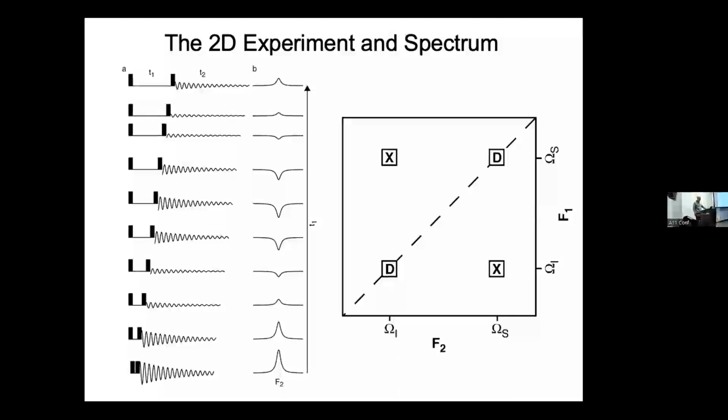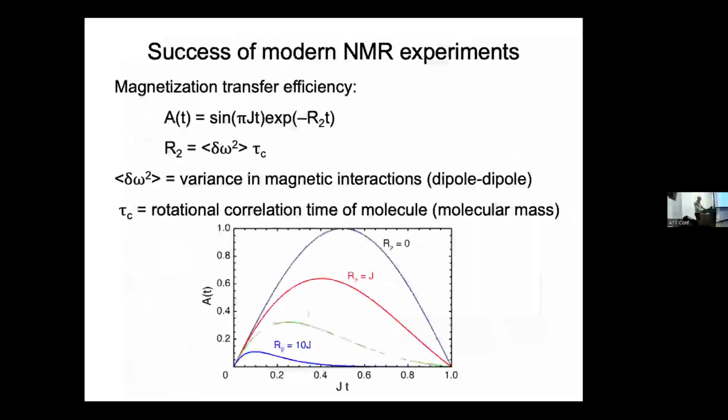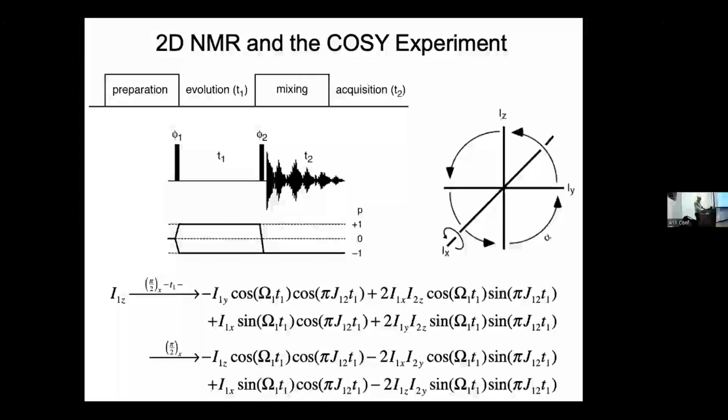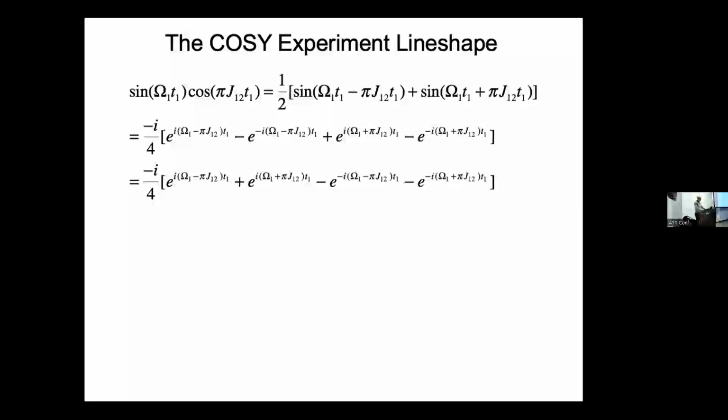And the most important thing is the appearance of the cross peak. The cross peaks can only arise if the J coupling was resolved. Otherwise, we would just see diagonal peaks. So this is, of course, you could wonder exactly what happens here with these trig functions when we Fourier transform them. So that's just worked out here.